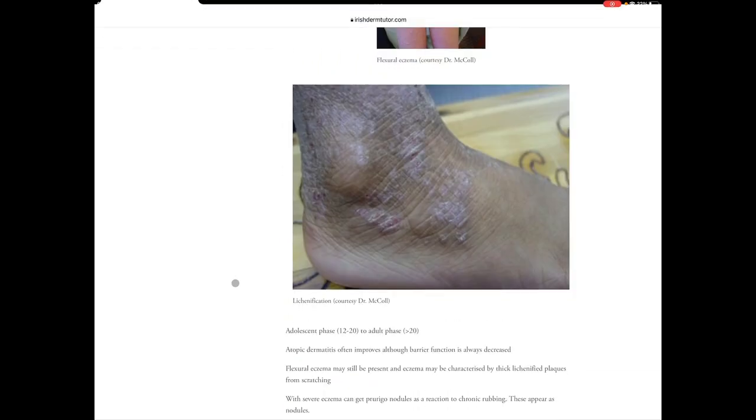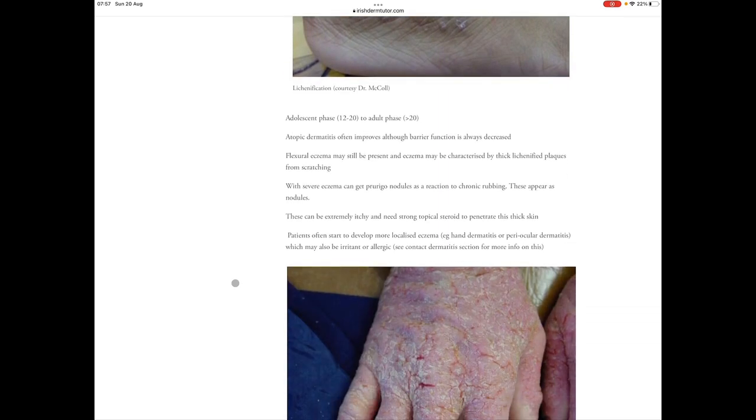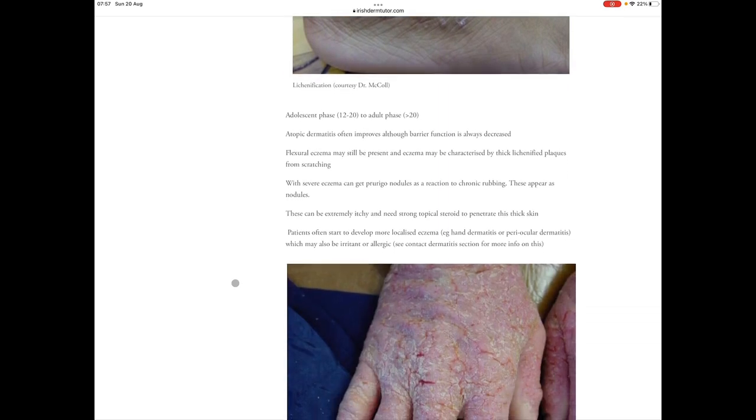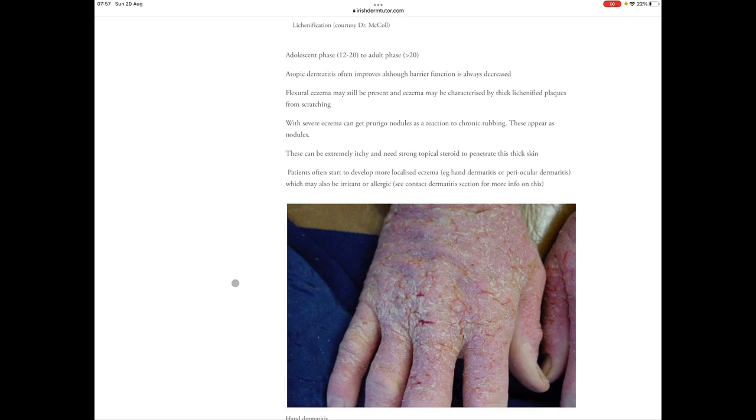So then as patients tend to get older, as they move into adolescence or into their adult phase, you might actually notice that the atopic dermatitis improves in a lot of areas. However, they may still get the flexural eczema, and then they might also get it to become more localized. So oftentimes it might just become localized to tricky areas such as the hands or the periocular areas. And these areas are always going to be more sensitive to various irritants or even allergens in the skin.